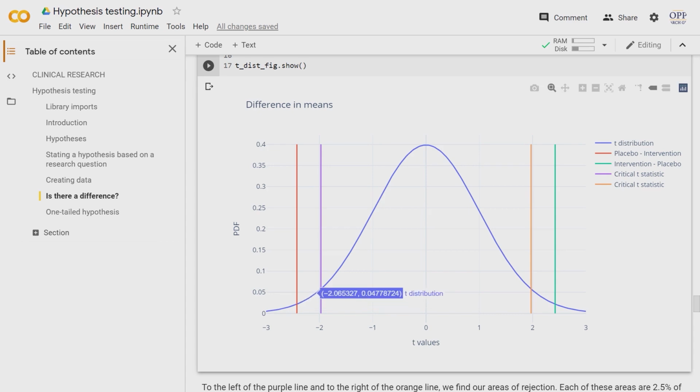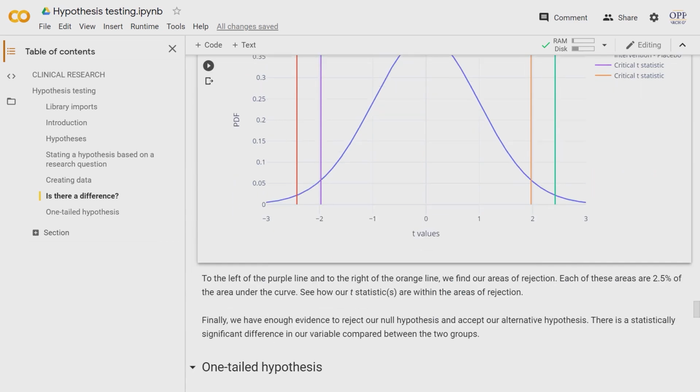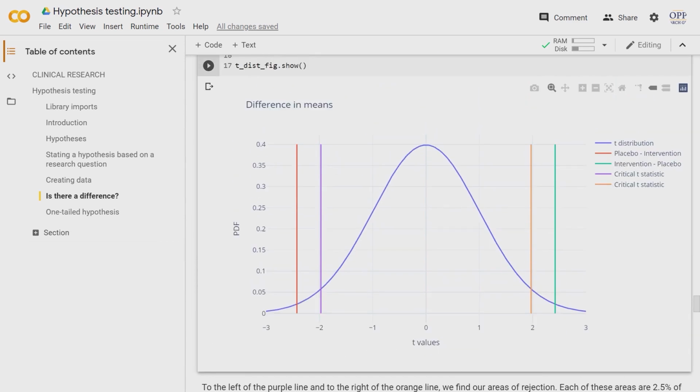Because if from the purple towards the left is 2.5%, certainly from the red towards the left is less than that, and the same reflected on the other side. So there's how you can see what the critical values would have been for us to use an alpha value of 0.025. And that's really as simple as that. That's a two-tailed alternative hypothesis.